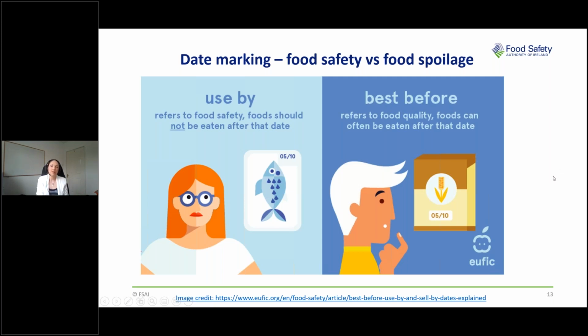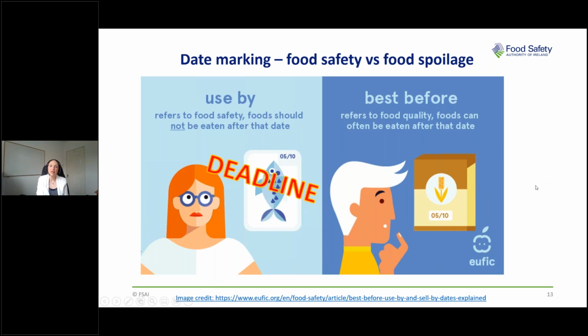Usually short shelf life perishable foods carry a use-by date, and once that date is passed, foods should not be eaten past that date because it's considered to be unsafe. Foods that are labelled with best before are usually stored at ambient temperatures, things like pasta and rice. Once the best before date is passed, that food could be eaten, but the quality is probably not as good as it would have been before the date.